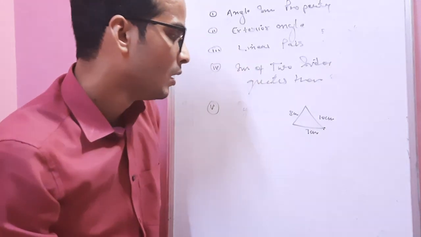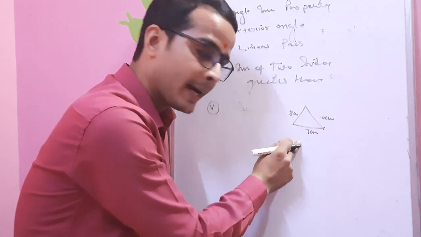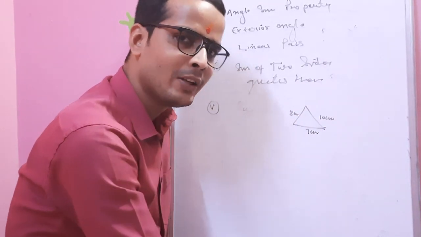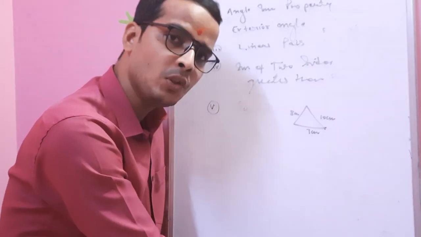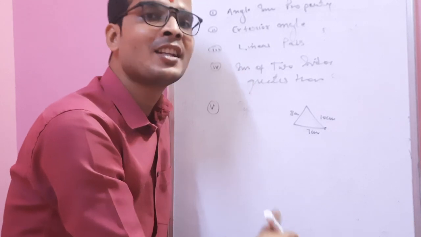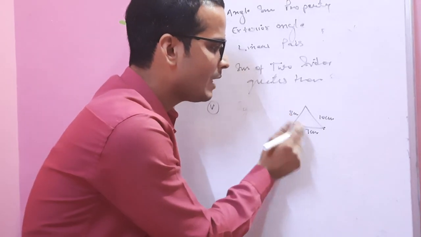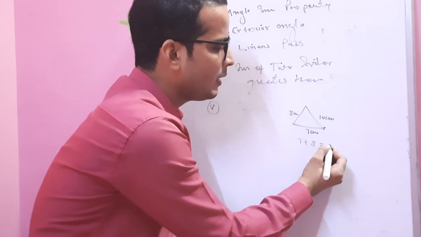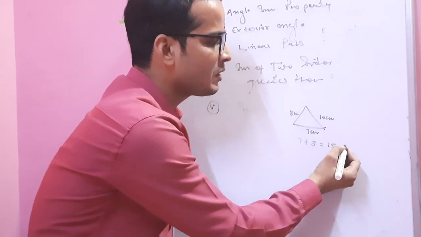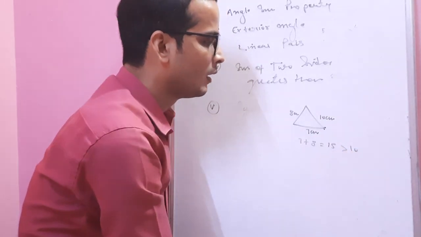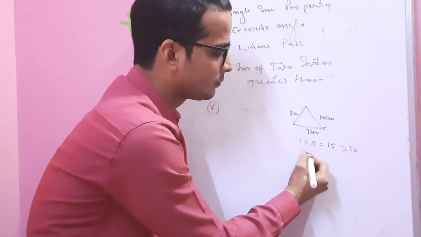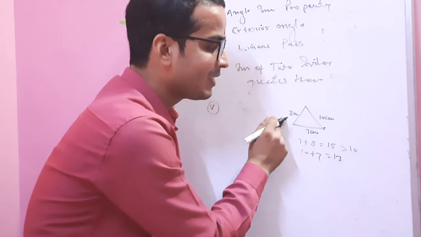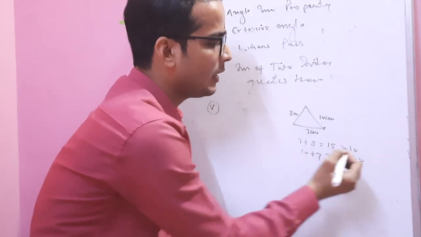Alright, when you add two sides and compare with the third side, you will notice that each time it is greater than the third side. Suppose 8 plus 7, 7 plus 8 is equal to 15. Compare with the third side, which is 10; 15 is greater than 10. 10 plus 7, what is the result? It's 17. Compare with the third side, which is 8; 17 is greater than 8.